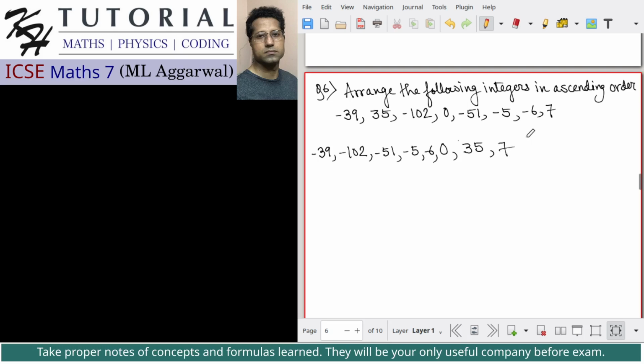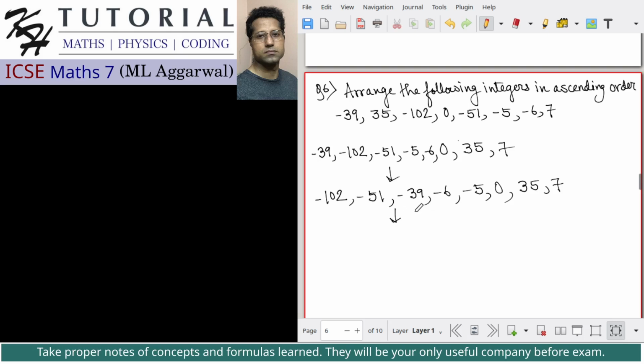Now I have to arrange all the integers to the left hand side of 0 in ascending order and all the integers to the right hand side of 0 in ascending order. So this was the first step. Now I am arranging all the negative integers in ascending order. So this will be minus 102, minus 51, minus 39, minus 6 and minus 5, and we have 0. Let's keep the rest of the ordering of the numbers same.